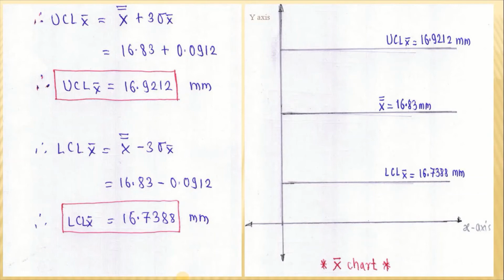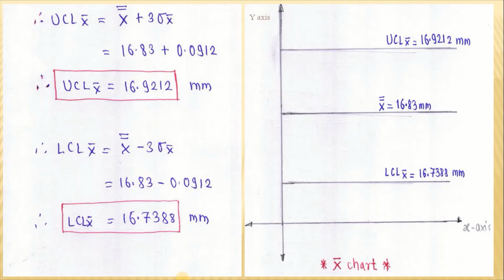Among 17 successive points of the control chart, if 14 are on the same side of the center line, then that will be out of control. And among 20 successive points of the control chart, if 16 points are on the same side of the center line, then that will be out of control. So we have to check this whenever we are plotting the points for the X bar chart.